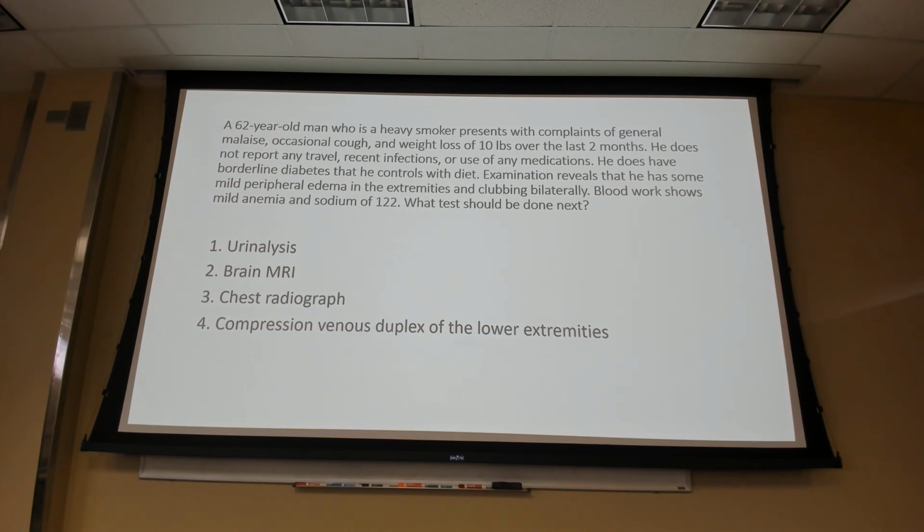All right, so a 62-year-old heavy smoker. He's got general malaise, occasional cough. 10-pound weight loss over 2 months. No recent travel or infections or any medication use. He does have borderline diabetes, controlled with diet. Exam shows a mild peripheral edema in the extremities and clubbing bilaterally. Blood work has a mild anemia and a sodium of 122. What test should be done next?